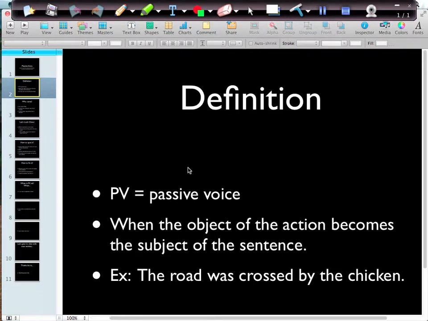Okay, passive voice, or PV, as I'm sure all of your English teachers like to put on your papers, is exactly that. It's when the object of the action becomes the subject of the sentence, or when the emphasis is inverted from how it should be. Does that make sense? So let's take a look at this sentence right here.